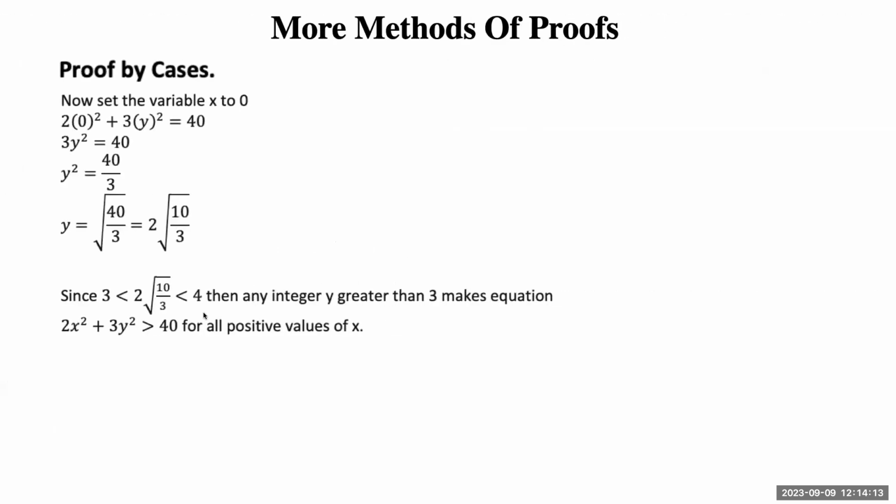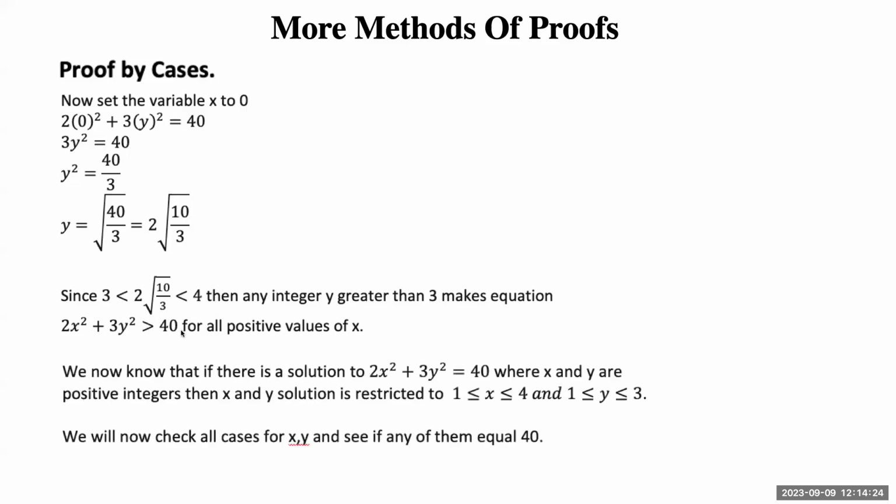So we know now that any integer y greater than 3 makes the equation greater than 40. So what that means is all we got to check are the integer values where x is 1 to 4 inclusive and y is 1 to 3 inclusive. Every other positive integer will generate a non-solution. So that's what we've shown to this point.